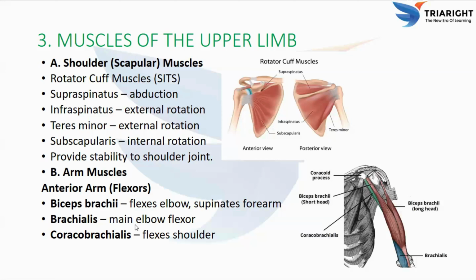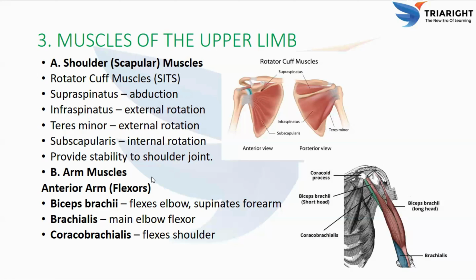So biceps brachii. What is biceps brachii? The main function is that it flexes the elbow. It also supinates the forearm, that is, it turns the palm upward. It also has a long head and a short head. You can clearly see in the picture here. Biceps brachii, the long head, the red one to the right side, and to the left side you can see the biceps brachii short head. So it has both the heads.